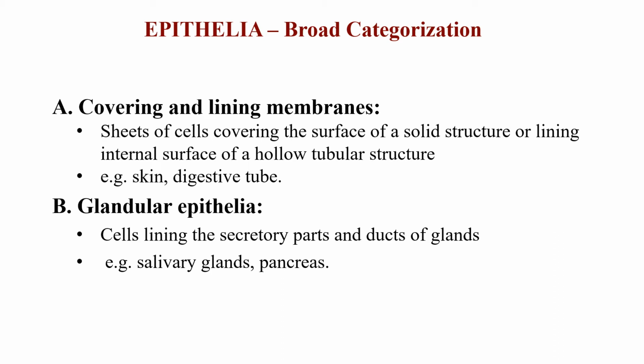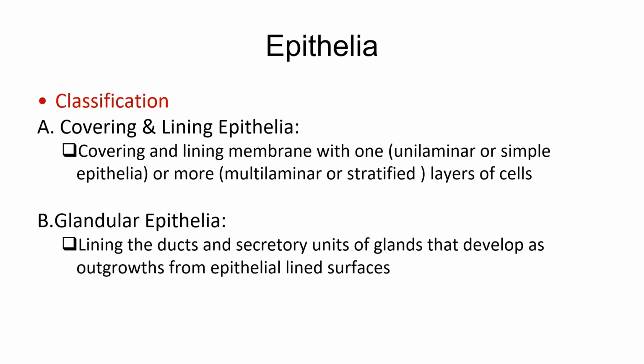So, the broad categorization of epithelia is into covering and lining epithelia, covering and lining membrane with one layer thick, which is known as unilaminar or simple epithelia, or more layers of thickness, which is known as multilaminar or stratified epithelia. Then the other one is the glandular epithelia, which lines the ducts and secretory units of glands. The glands develop as outgrowths from the epithelial lined surfaces.